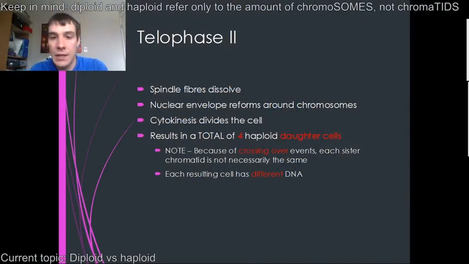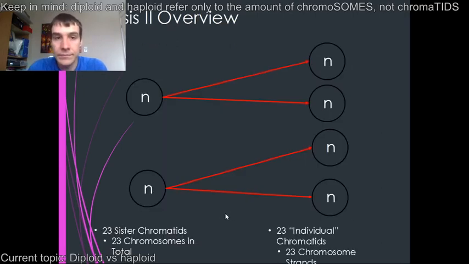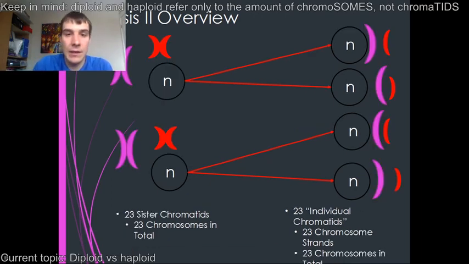Back to this, right? Each cell necessarily has different DNA. Yeah. So yeah, this is a confusing diagram because it says N to N, and you're like, but it didn't duplicate. Well, that's because chromosomes are not chromatids. It's still the same number of chromosomes, it's just a different number of chromatids, and that's an important thing to think about. I'm going to add that to the quiz for this thing.